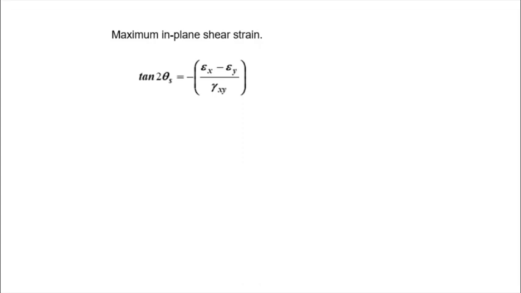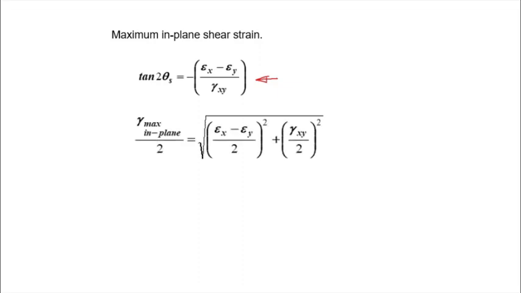And for maximum in-plane shear strain, similarly, we can have this equation here, or you don't have to memorize that and just add 45 degrees, right? And maximum in-plane shear strain is given by the square root of the previous equation. And again, remember when we have maximum in-plane shear strain, we will have average normal strain. So it's still similar to the stresses.